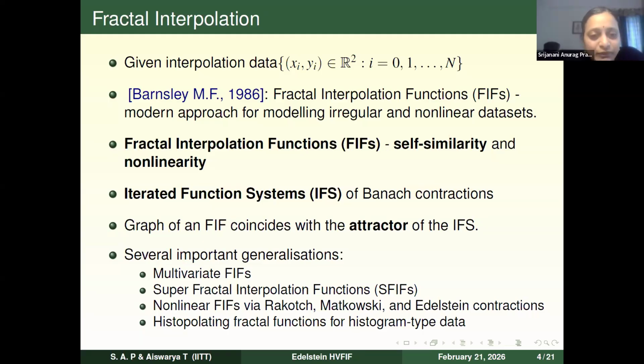Over time, there have been a lot of important generalizations like multivariate fractal interpolation functions, superfractal interpolation functions, and then nonlinear fractal functions via the Rakotch, Matkowski, and Edelstein contractions. And then we also have histopolating fractal functions for histogram type data.